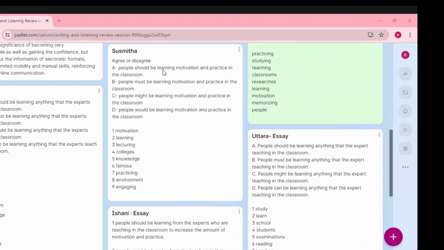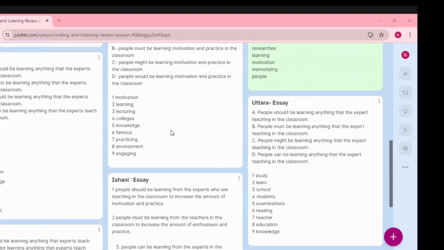Susmita. Agree, disagree. People should be learning, motivation, and practice in the classroom. Must be learning, might be learning, would be learning. Okay, motivation, learning, lecturing. Colleges, knowledge, famous, practicing. Correct. But did you take this word from the given topic, Susmita? Did you take that word from the given topic?